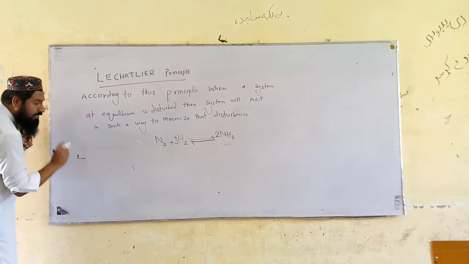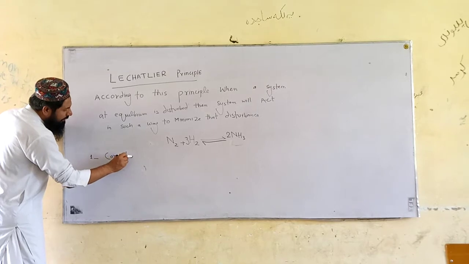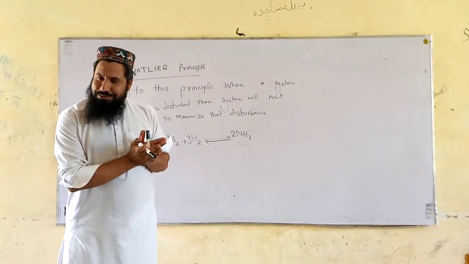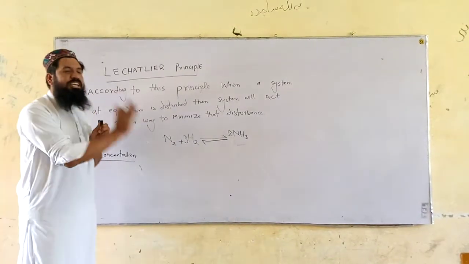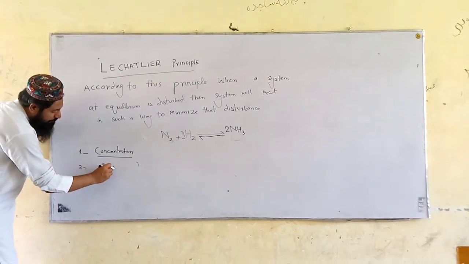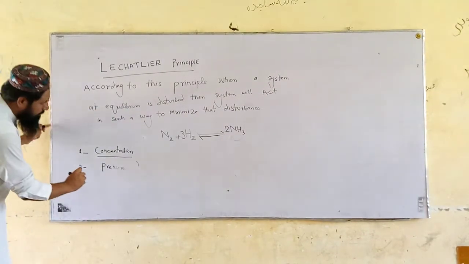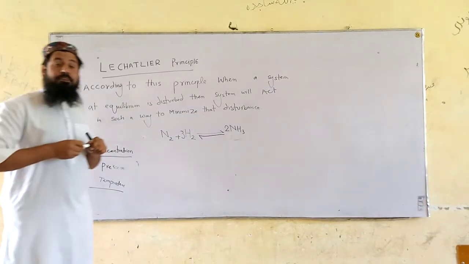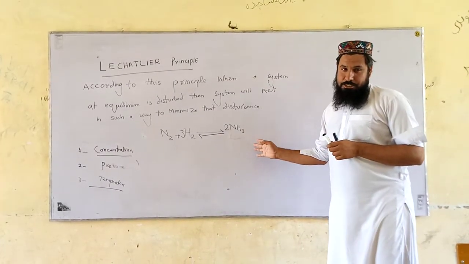The first change that I can bring in this system is its concentration. By increasing the concentration of the reactant or the product, I may change this equilibrium. I can also bring a change in this equilibrium by increasing or decreasing pressure. And the third thing is the temperature, by increasing or decreasing the temperature. Okay, so these are the three ways by which we can disturb this system.